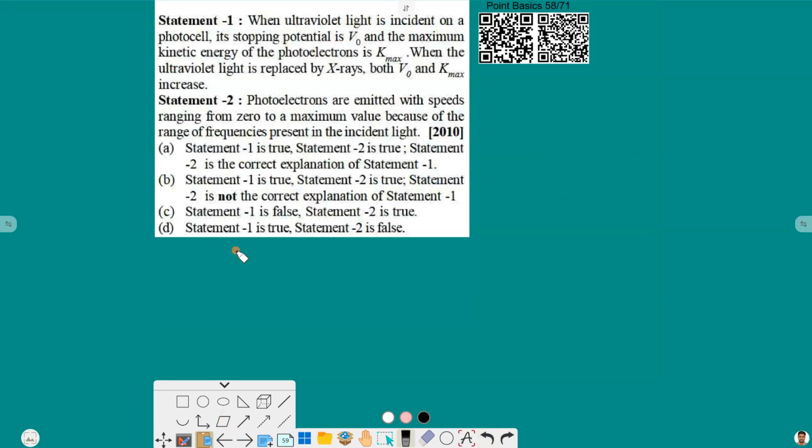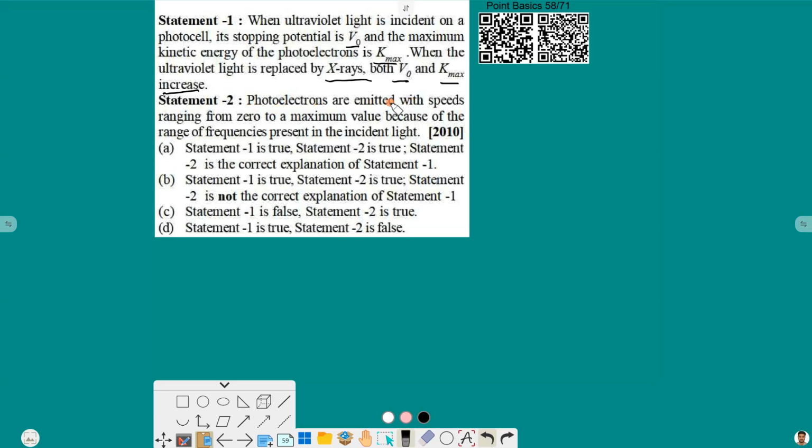Moving ahead, again two statements. When ultraviolet light is incident on a photocell, its stopping potential is V naught. The maximum kinetic energy is K max. When the ultraviolet light is replaced by X-ray, both V naught and K max increase. That is statement 1.